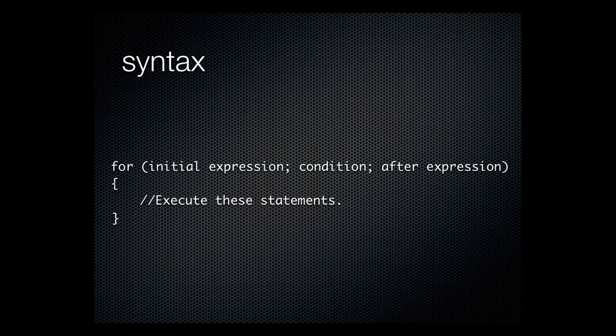So in syntax we can say it's like this. For the initial expression, usually we put a variable counter in there, then the condition, which is comparing the counter to something, and then the after expression is the increase in the count. And inside the curly brackets we will actually do some sort of statements to do some code. It might be to create a random number, or it might be to do stuff that is repetitive, and that's what loops are used for. They're used for repetitive work.